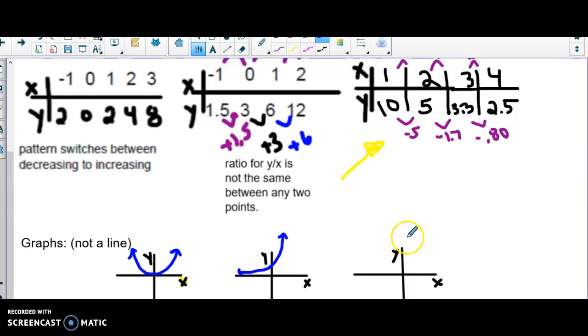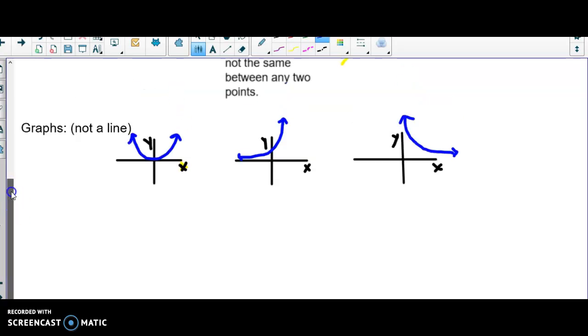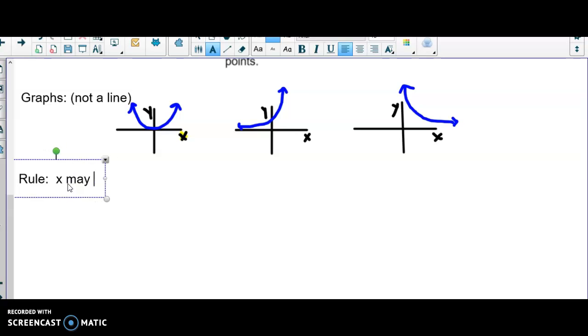And then our next pattern might start off the other way where it starts out like a fast roller coaster dropping down, down, down, down, down, and then levels off to flat. Okay? And those are just a couple different examples of graphs that are not linear. They don't make a line. Okay? So some nonlinear examples for the equation or the rule. Okay, so one thing is the x may have an exponent.